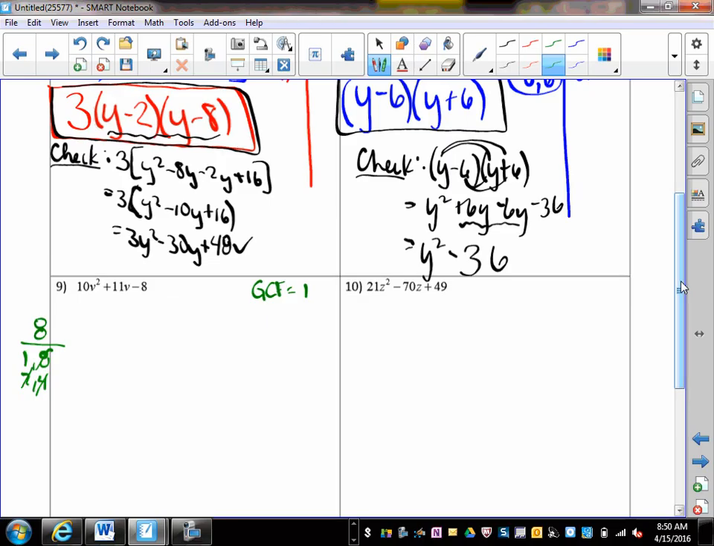Alright. Now next up is our T-chart. What multiplies to negative 80 and adds to 11? You should be writing this down.